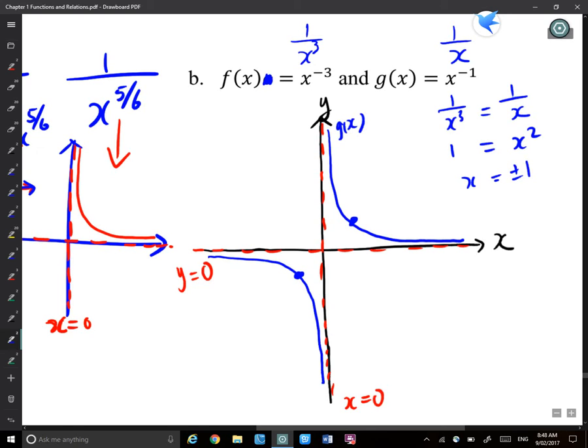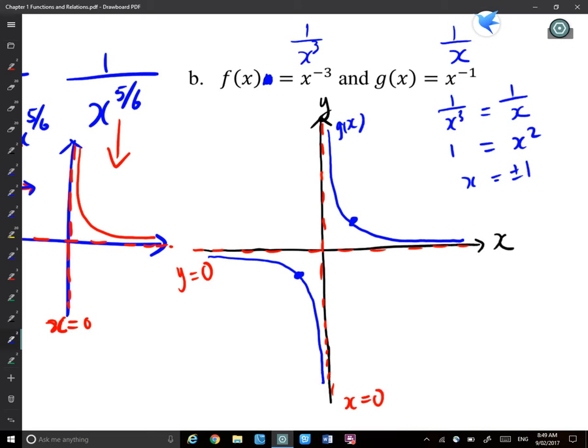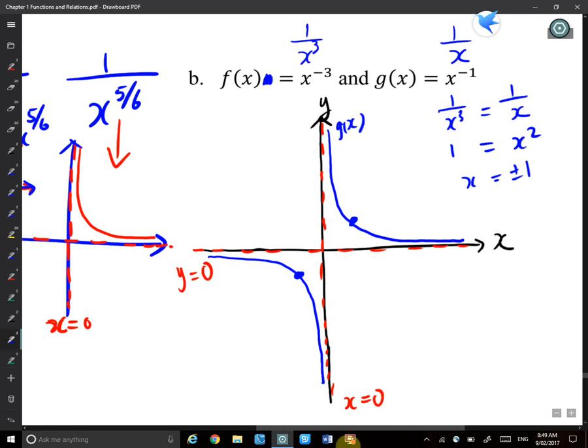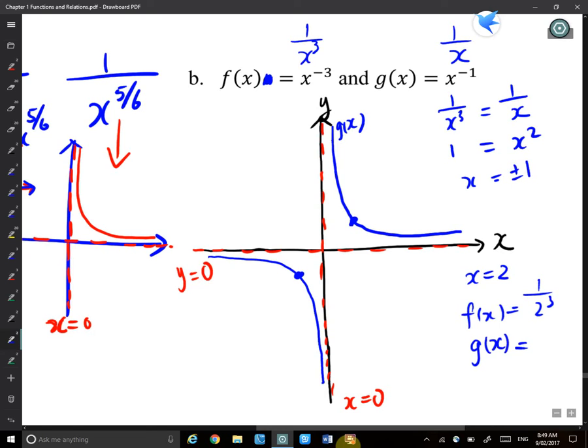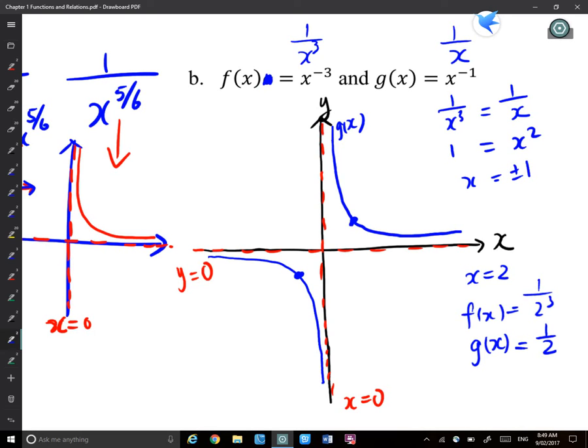So now the next thing we need to think about is which graph is higher and which graph is lower. Let's think about one point. Let's say x equals 2. When x equals 2, f(x) equals 1 over 2 to the power of 3, and g(x) equals 1 over 2 to the power of 1. Which graph is higher? G, right? G is higher. So g(x) should be greater than f(x) at x equals 2. And they intersect once at point (1, 1). Therefore, the graph must look like this.